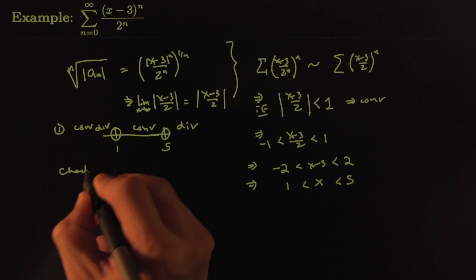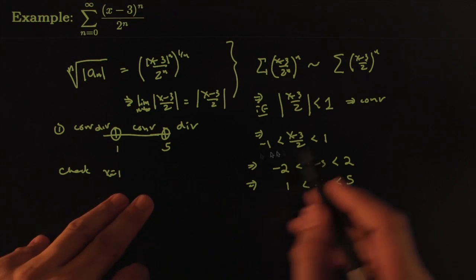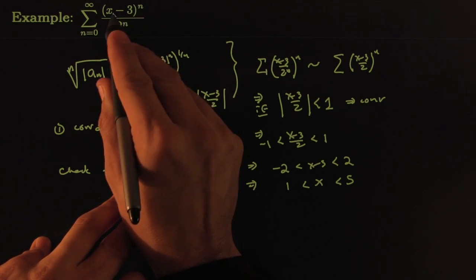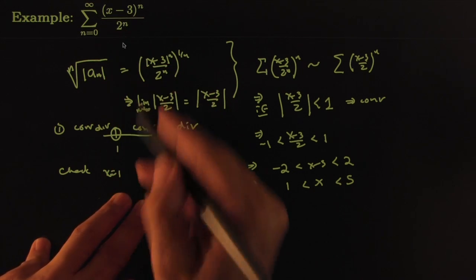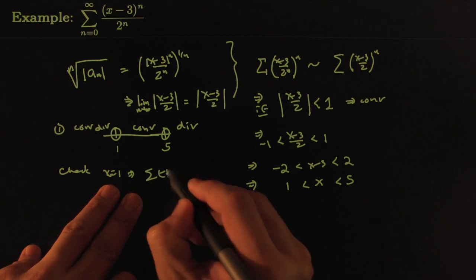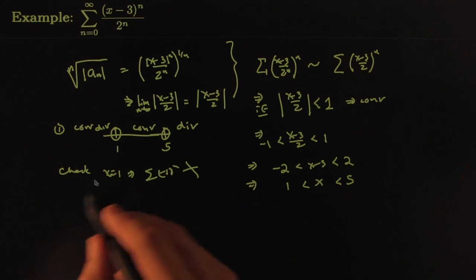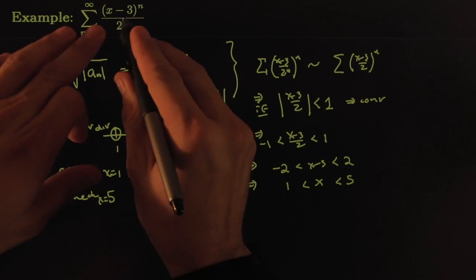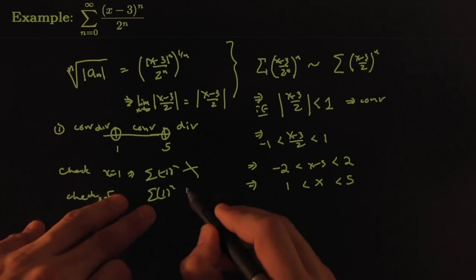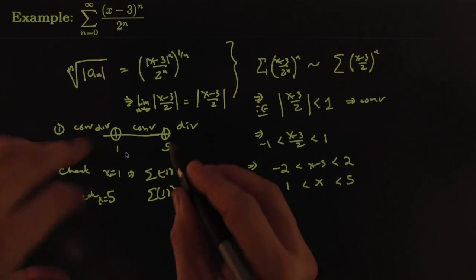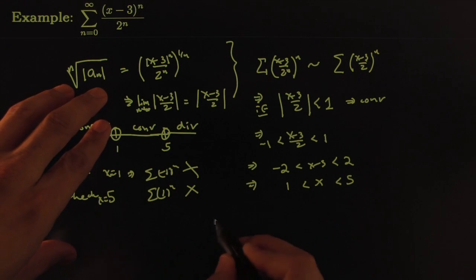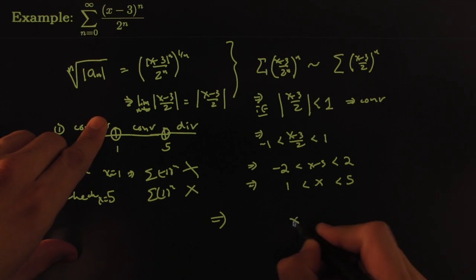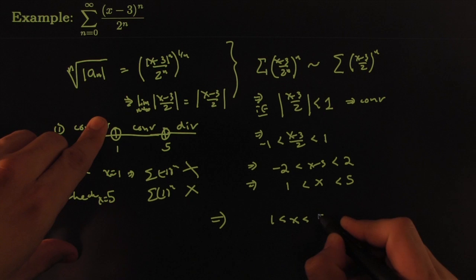So we check each of them separately. We check, for example, x equals 1. Plug it into the original series there. That will give you negative 2 to the n over 2 to the n, which gives the summation of negative 1 to the n. That doesn't converge, that diverges. Then we check the other endpoint, which would be 5. At x equals 5 it'll give you the summation of 1 to the n, which will not converge. So the endpoints should not be included, meaning that our interval of convergence is from 1 to 5.